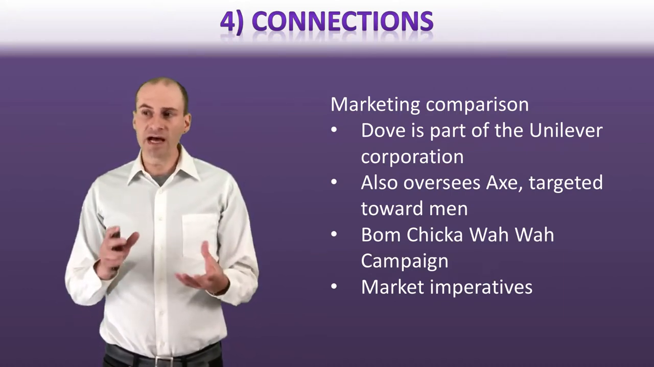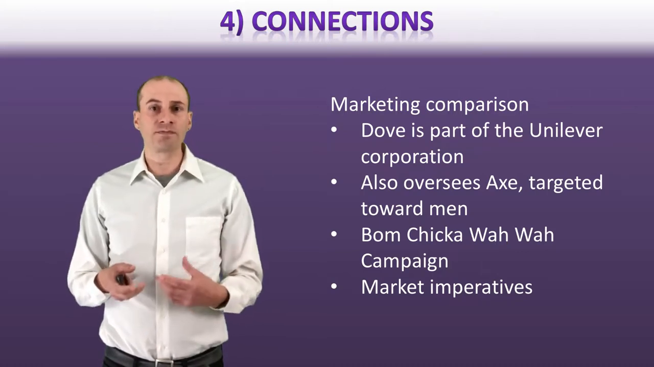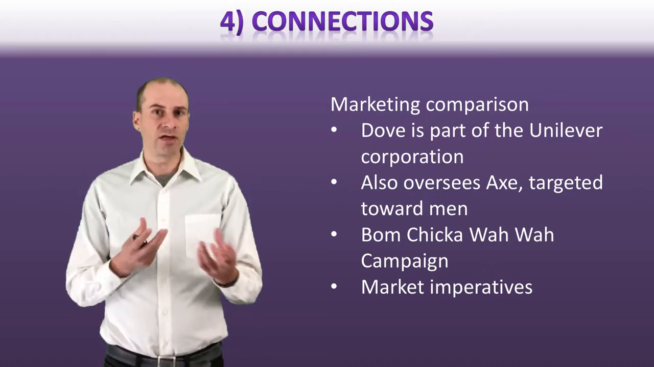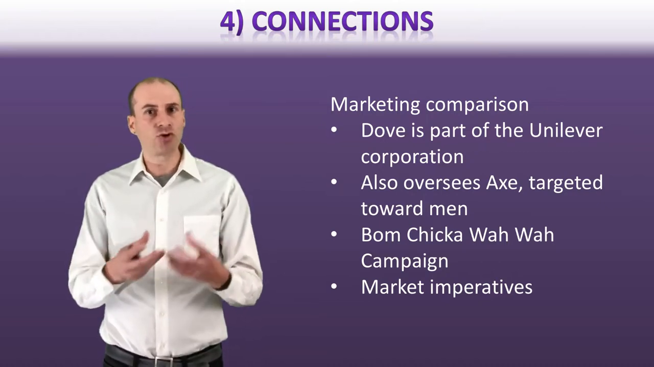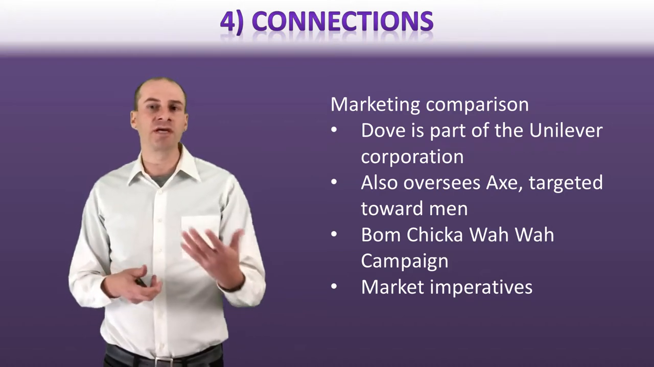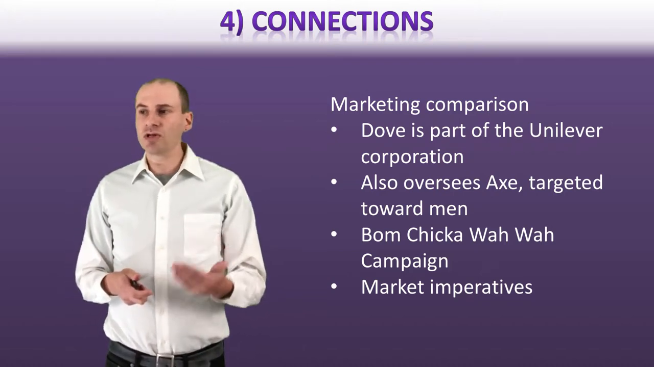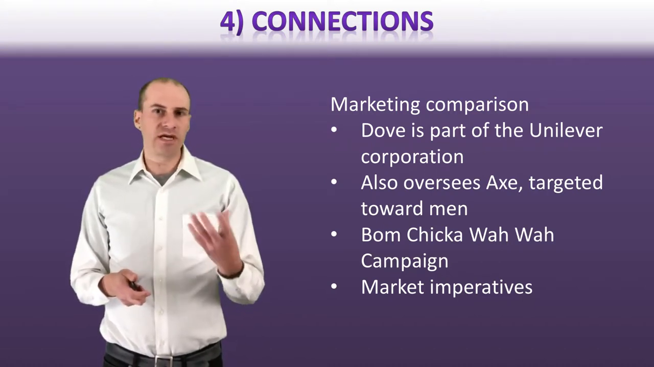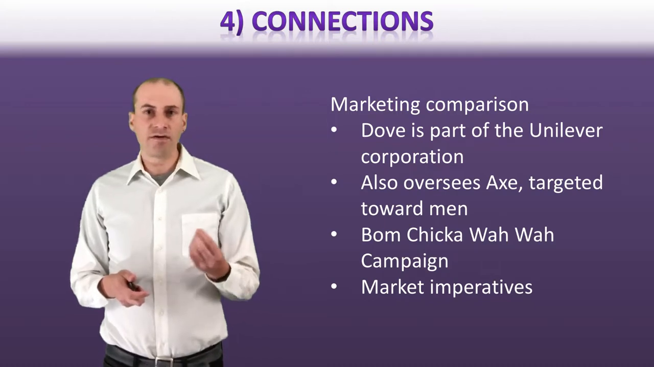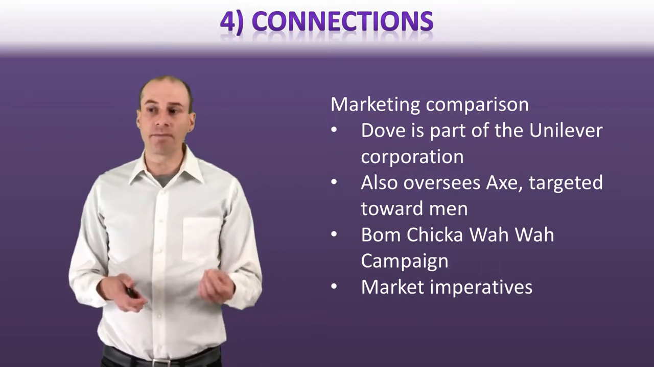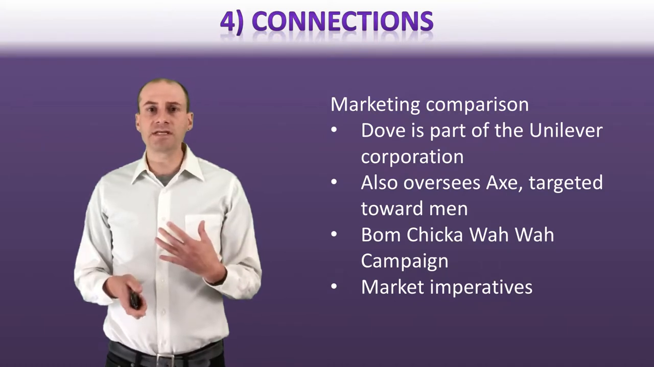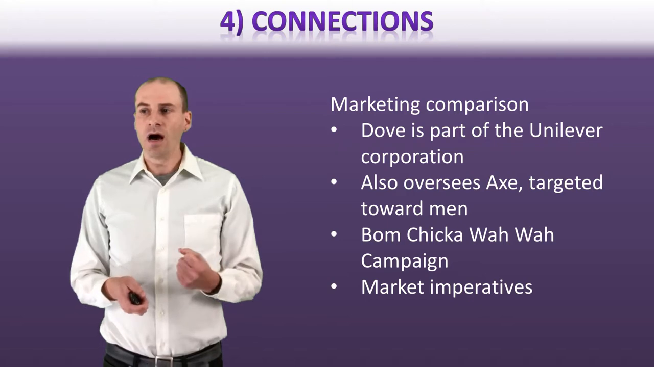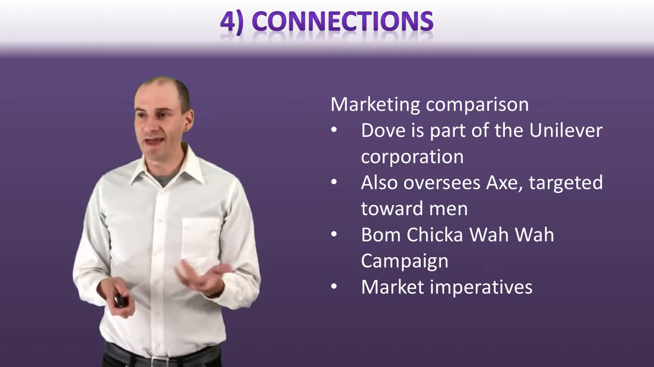And Unilever actually has a decent amount of control over what's produced. They do see different brands as having some independence, but they have central marketing imperatives and expectations and relationships. Now, Unilever also oversees Axe, which is a deodorant and other product brand that is fairly aggressively targeted towards men, particularly young men. Now, this is a company that produced another ad campaign called the Boom Chickawawa campaign.